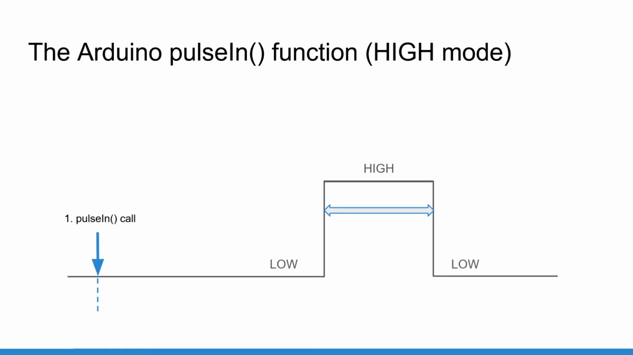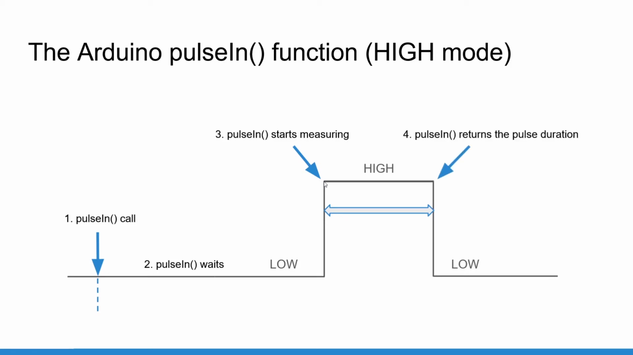Well, we're going to call pulseIn, and here are the different steps of the pulseIn function. First, we call the function. So the signal is low, we call the pulseIn function, and then it will wait, okay? It will wait as long as the signal is low. So if we use the function with the high mode, it will wait as long as the signal is low, and then when the signal is high, it will start measuring the duration, so starting at 0 here, and when the signal goes to low, it will stop measuring, make the difference, and return the pulse duration. And if you have a pulse that is in a low mode, then that's going to be the same, but it's going to measure the pulse when the signal is going to low.